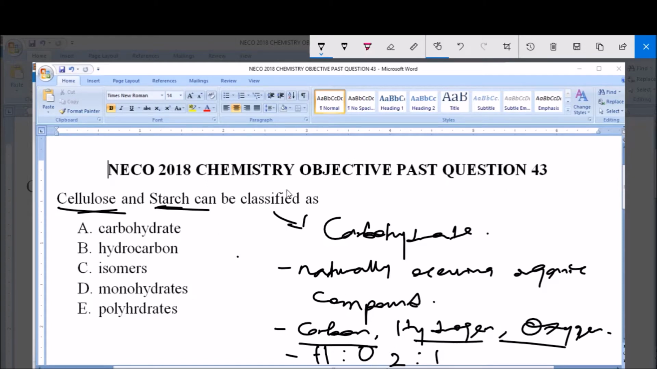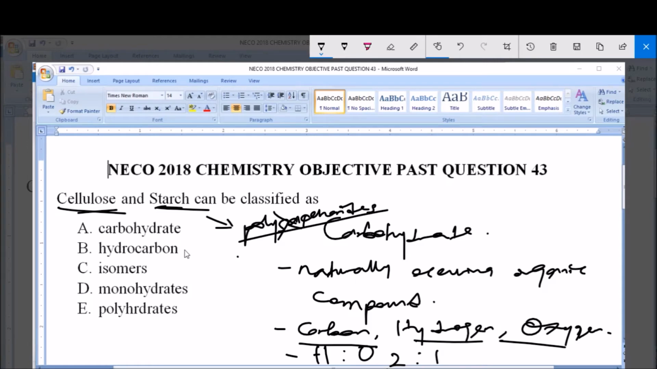Although cellulose and starch are polysaccharides, they are polysaccharides because they consist of more than 2 units of monosaccharides. They are complex carbohydrates, but they are actually carbohydrates because they are naturally occurring organic compounds containing carbon, hydrogen, and oxygen, and their hydrogen to oxygen ratio is 2:1, just like the characteristics of carbohydrates.